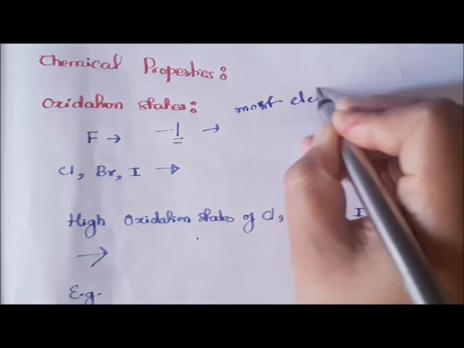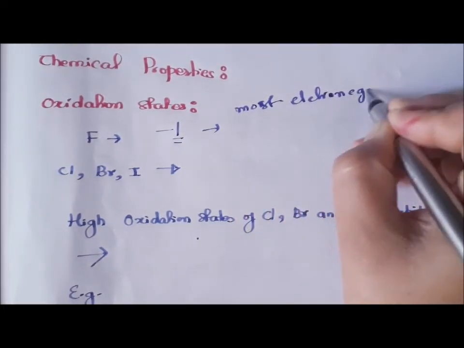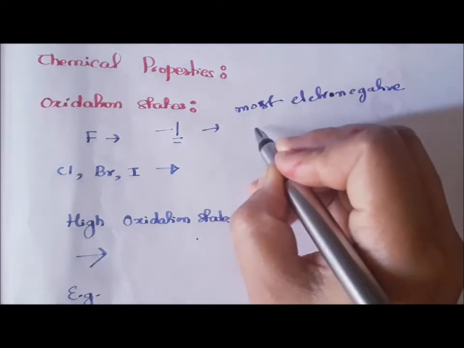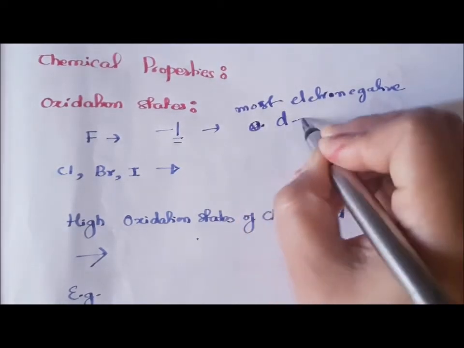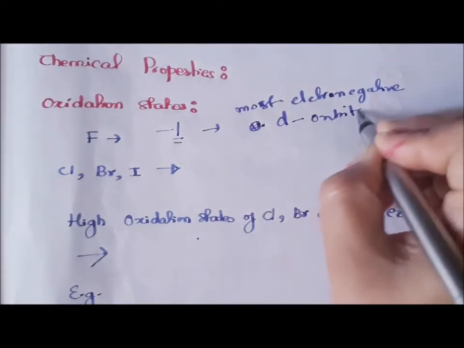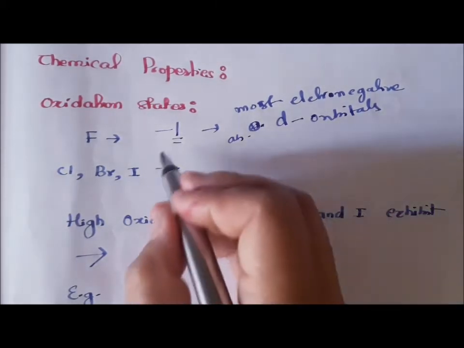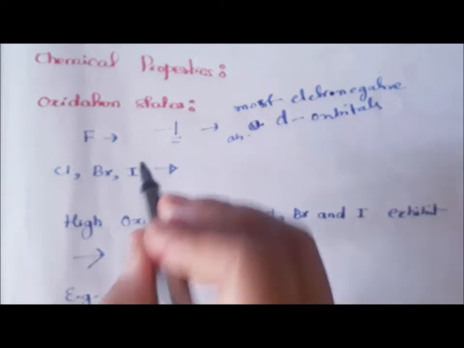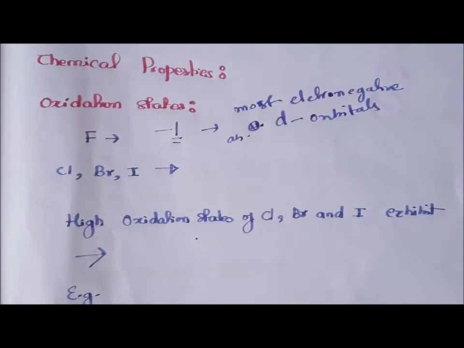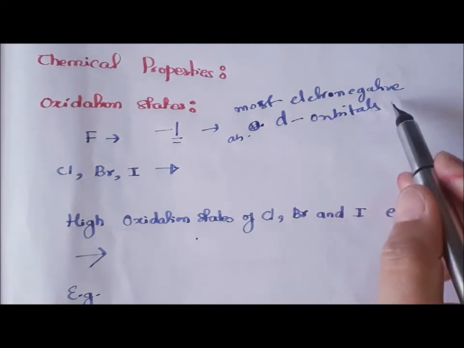Most electronegative, and it does not have vacant d orbitals, absence of d orbitals. Because of this reason, it will only show the -1 oxidation state. Fluorine will not show any positive oxidation state. Why? Because it is the most electronegative element.